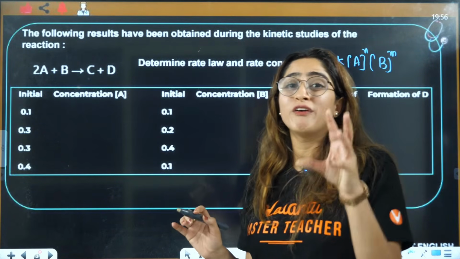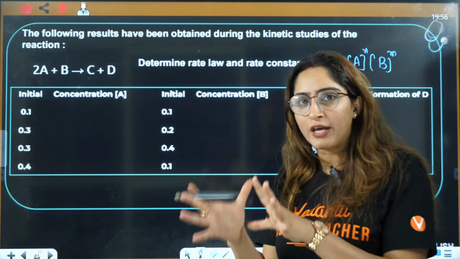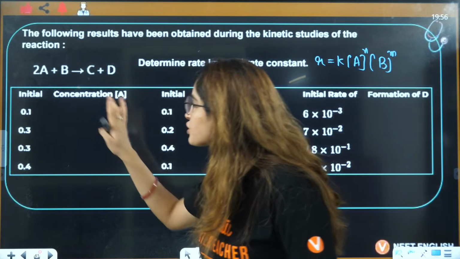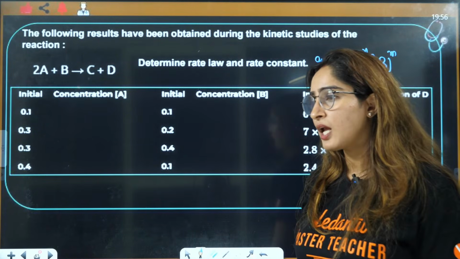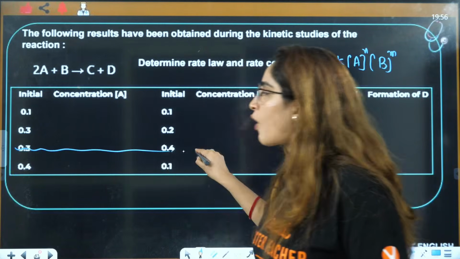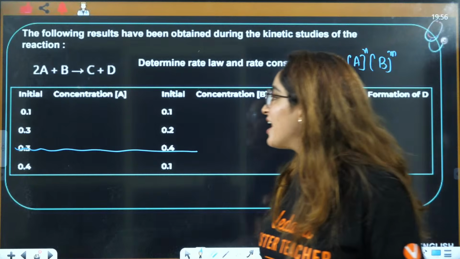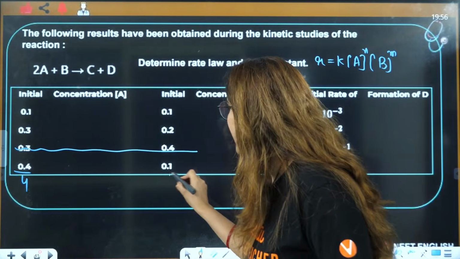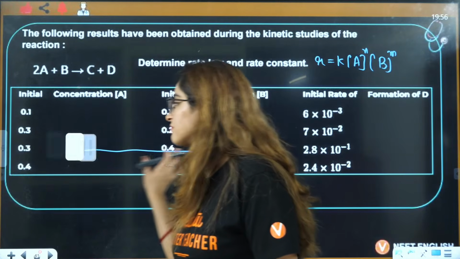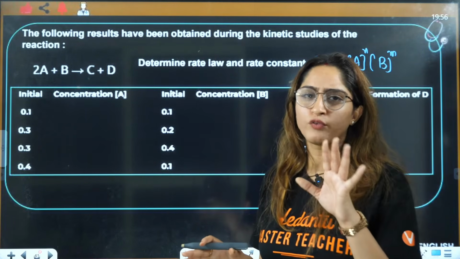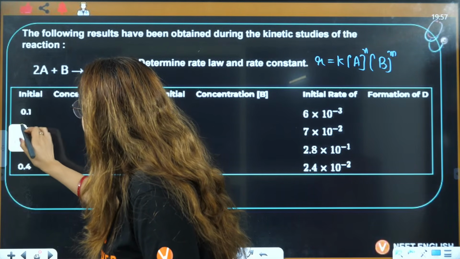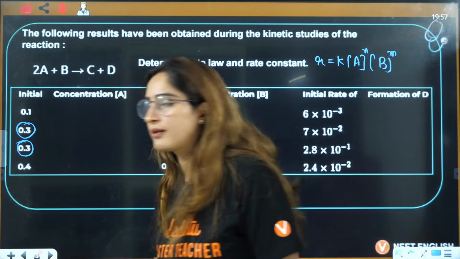What we will do is fix the concentration of A first, then the concentration of B. Can you see any part where the concentration of A is constant? If it is not constant anywhere, then you have to make it constant. Then you will divide this by 4, right? That's how you will make this constant. They will not give it to you directly, but don't worry about that. So, this is constant here, 0.3, 0.3, right?